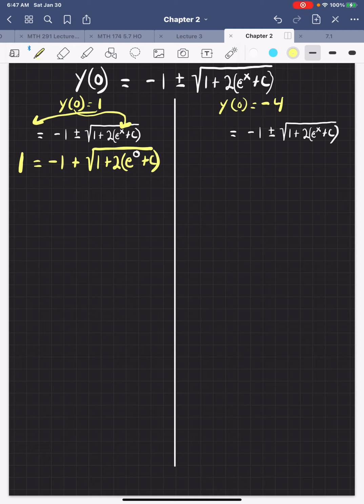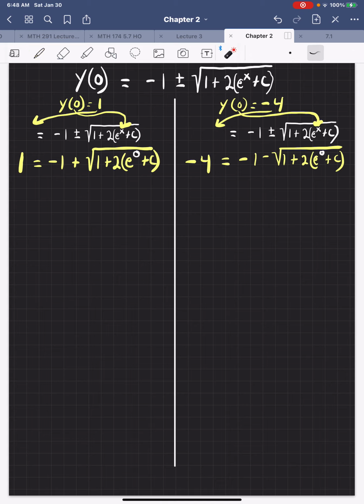Let me go ahead and set up the right side as well. So the -4 will be going here. That 0 will be going here. So that's -4. Now, since it's equal to a negative, we're going to take the negative root. That's going to be e to the power of 0 plus c. All right. So what's left here is to solve for c.